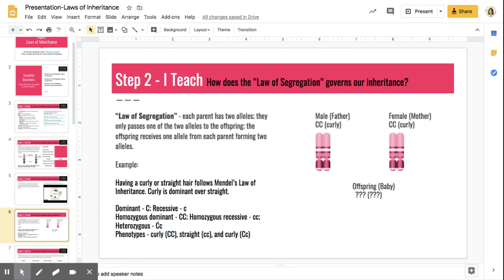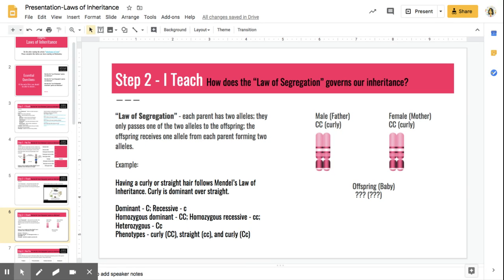So these are the genotypes. For their phenotypes, for homozygous dominant, we have curly hair. For homozygous recessive, we have straight hair. And if you have heterozygous alleles, because curly is dominant over straight, then this should still be curly.